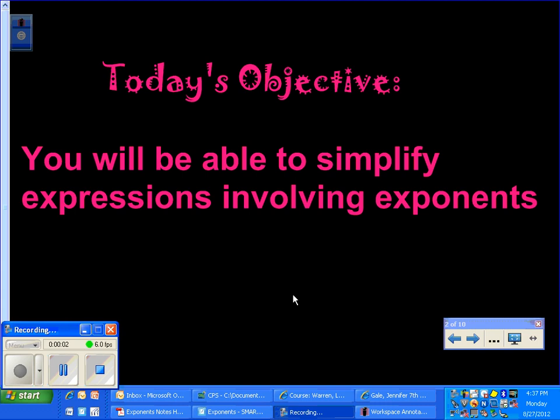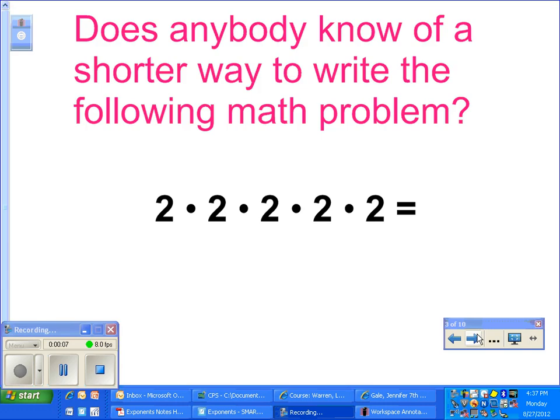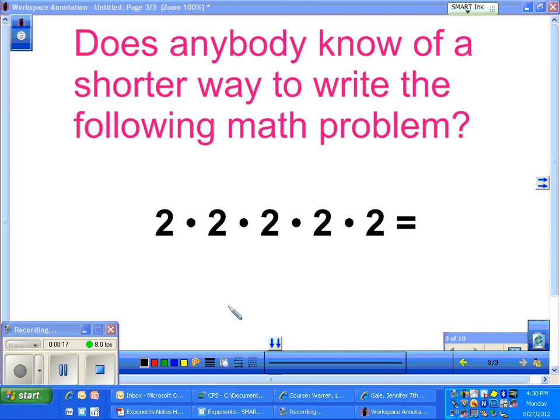Today you'll be able to simplify expressions involving exponents. Does anybody know of a shorter way to write the following math problem? 2 times 2 times 2 times 2 times 2. Instead of writing 2 times 2 times 2 times 2 times 2 out 5 times, you could write it as 2 to the 5th power.